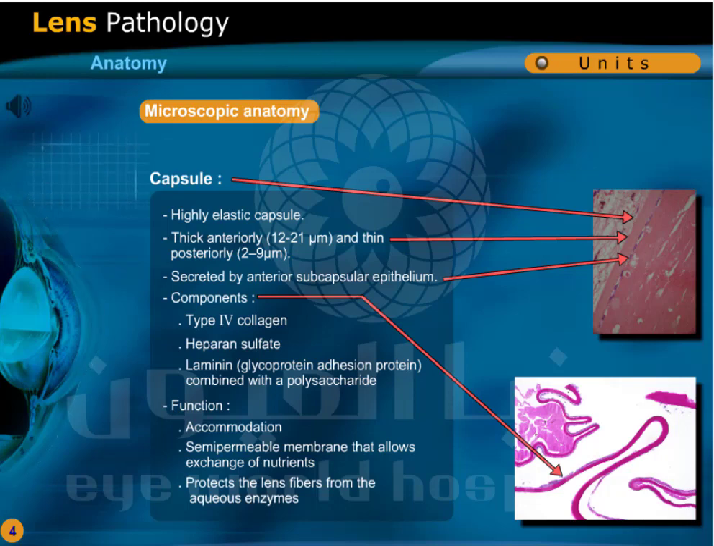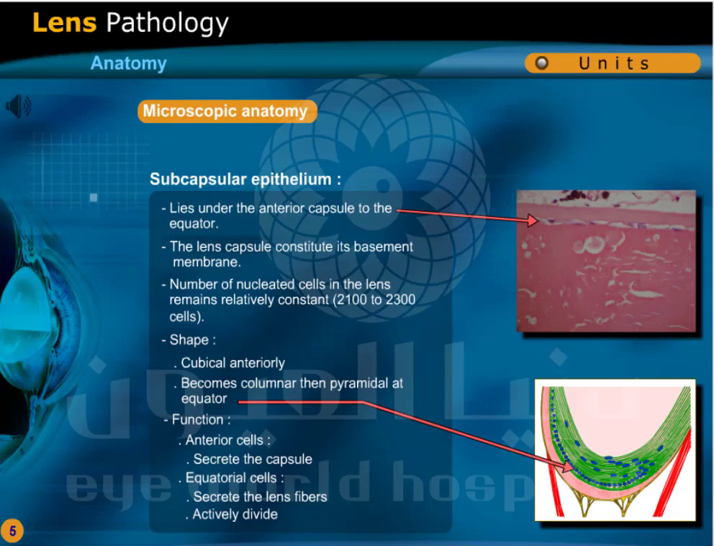It is a semi-permeable membrane that allows exchange of nutrients as well as protects the lens fibers from the aqueous enzymes. The subcapsular epithelium lies under the anterior capsule to the equator. The lens capsule constitutes its basement membrane. The number of nucleated cells in the lens remains relatively constant, 2,100 to 2,300 cells. The subcapsular epithelium is cubical anteriorly and becomes columnar, then pyramidal at the equator. The anterior cells secrete the capsule, whereas the equatorial cells secrete the lens fibers and actively divide.